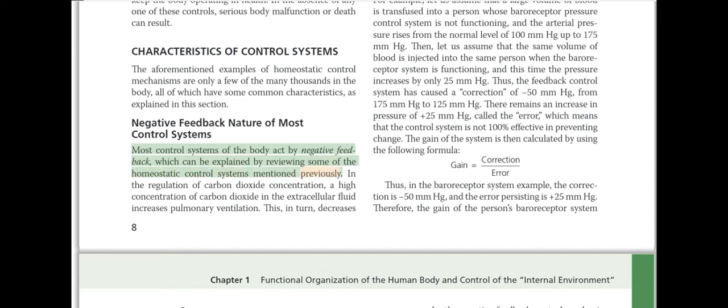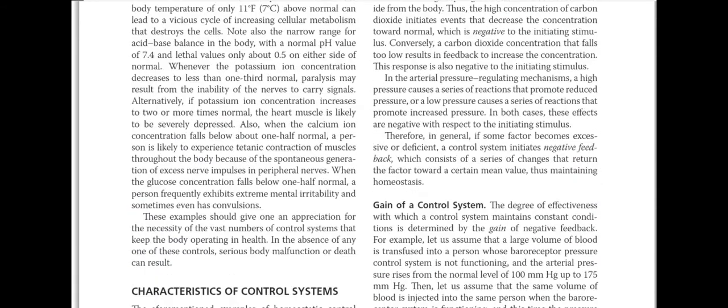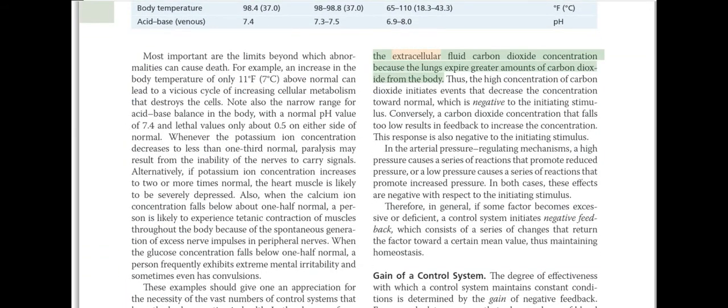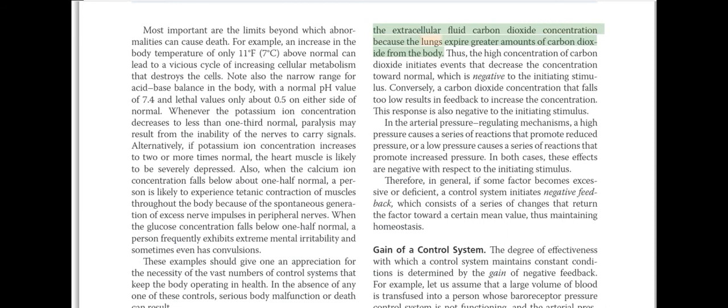control systems mentioned previously. In the regulation of carbon dioxide concentration, a high concentration of carbon dioxide in the extracellular fluid increases pulmonary ventilation. This, in turn, decreases the extracellular fluid carbon dioxide concentration because the lungs expire greater amounts of carbon dioxide from the body. Thus, the high concentration of carbon dioxide initiates events that decrease the concentration toward normal, which is negative to the initiating stimulus. Conversely, a carbon dioxide concentration that falls too low results in feedback to increase the concentration. This response is also negative to the initiating stimulus.